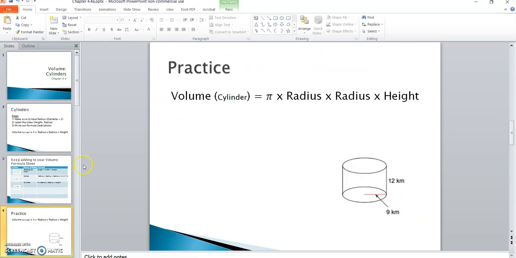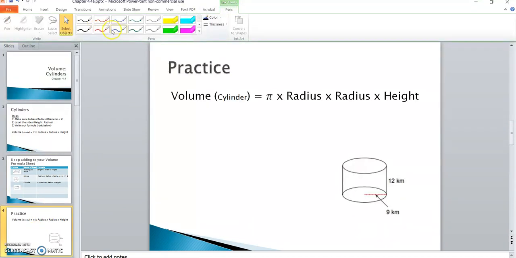Alright, so let's try a practice question. The very first thing we're going to do is figure out if we have the radius or not. You'll notice this line is coming from the middle, so it is our radius. Our radius is 9 kilometers, and then our height is 12 kilometers. So we are ready to fill in our formula.